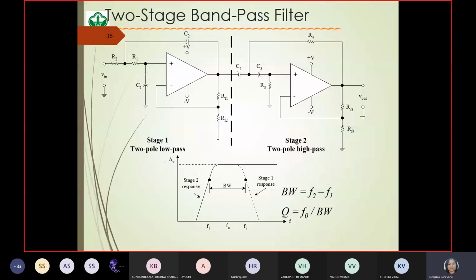Okay guys, this is another set. By using the two-stage connection also you can connect like this. Earlier one, in the same input arm itself you can design the band pass, band stop or band reject filter, but if you connect two stages the circuit will look like this.